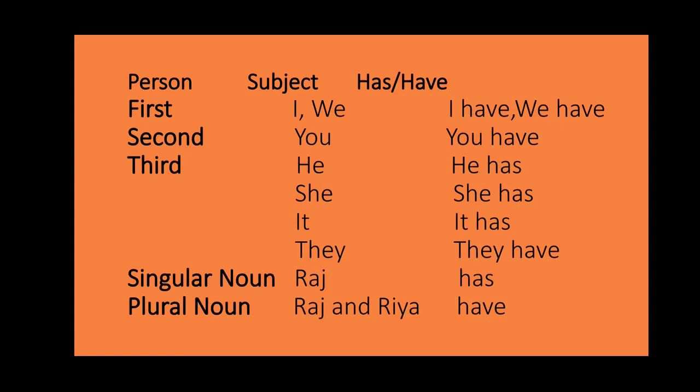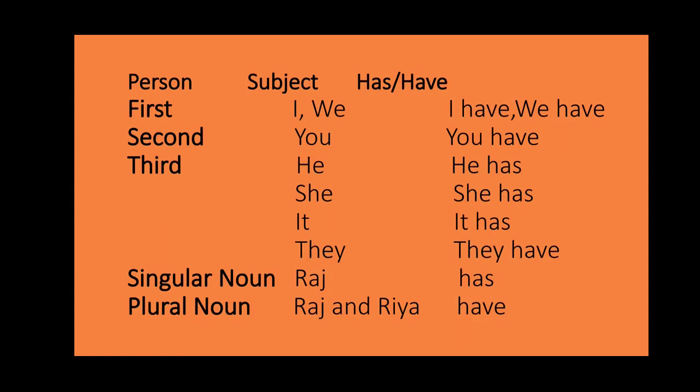Now for third person we have he, she, it and they. So with the singulars, he, she, it, we will use has. He has, she has, it has. But with they, which is also a third person pronoun, we will use have, because we use this for plural. Now, how we use have and has with singular and plural nouns, that category is also given there.